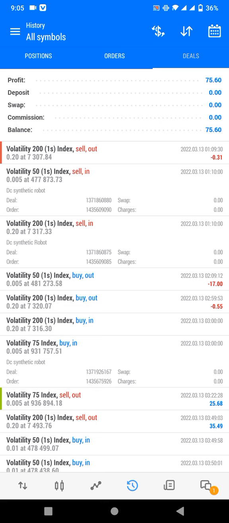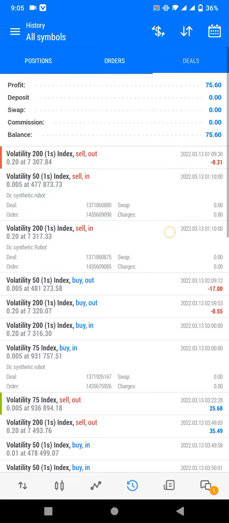Look here, today the profit is $75.60 and this is a scientific robot. Look here, the name is visible. Look in this window. This is Albert, this is the scientific robot, and the robot is making really very good money.